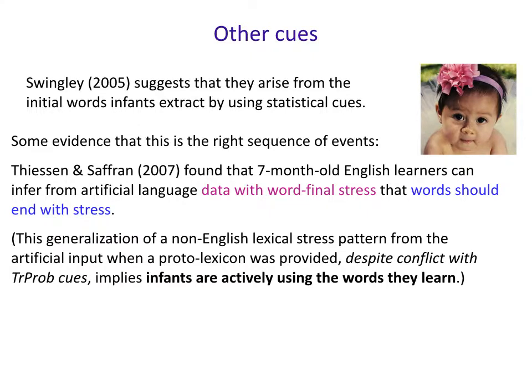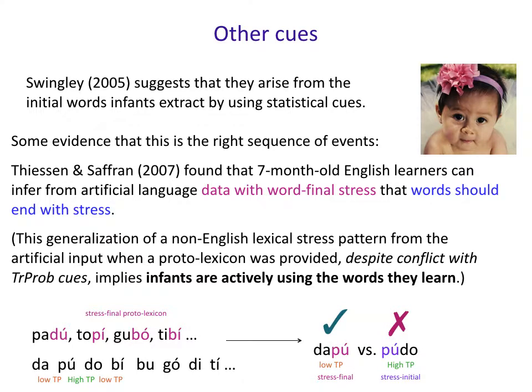stress pattern. And so in particular, what was noticeable is that when they provided transitional probability cues, the statistical cues that infants rely on before they have stress-specific biases, they found that these 7-month-olds really were using that stress final bias cue that they had inferred from that artificial language data. So just to make this clear, these kids were given words like padu, topi, gubo, right? Stress final proto-lexicon, very clearly separated so that they could tell, yeah, indeed, these are words, so to speak.